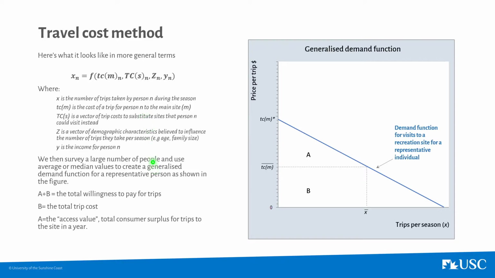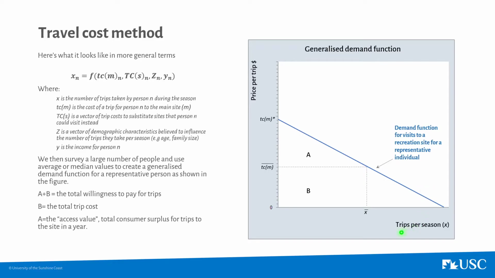Okay, so the next step would be to survey a large number of people and to use the data that we obtained. So we would collect information on all of those different variables for a large number of people, and then we would do a regression analysis, as I'll mention in a minute, and we would determine the average or median values to create a representative individual, and then we would create this representative demand function, which is what we're looking for in that last step.